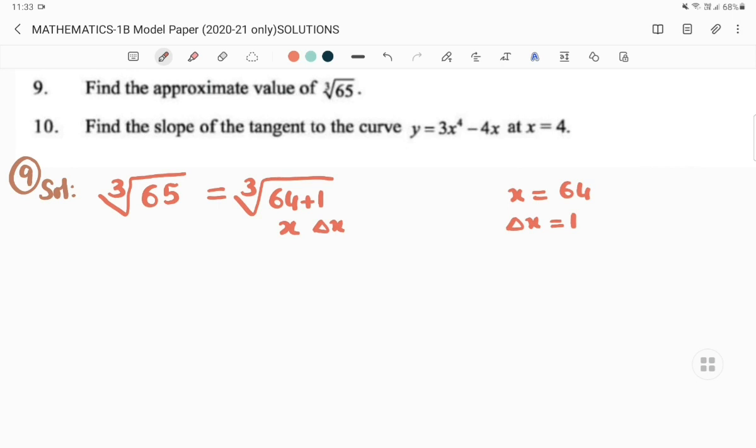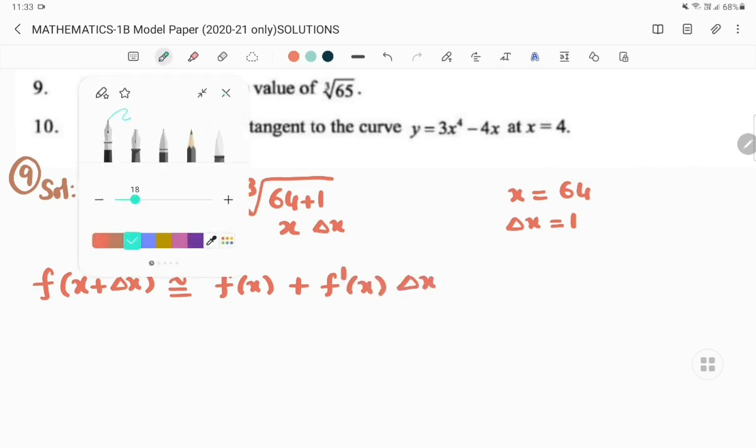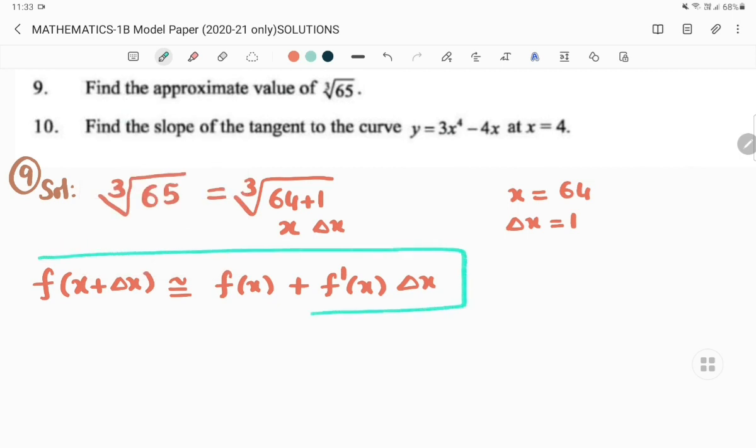After that, the approximate value of the function is defined by this formula. f of x plus delta x is approximately equal to f of x plus f dash of x into delta x. This is the formula regarding the approximate value of the given function. You remember, dear students? This is the formula. For this formula, what values are required? We need to calculate f of x as well as f dash of x.